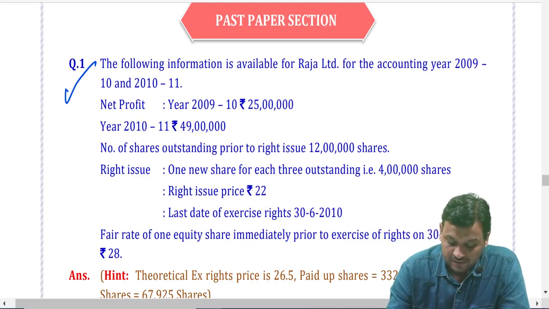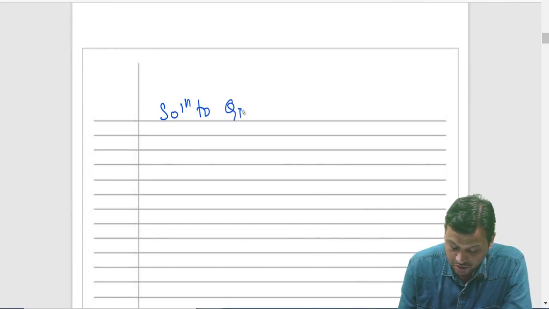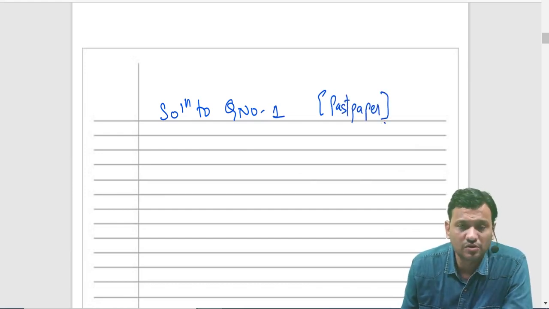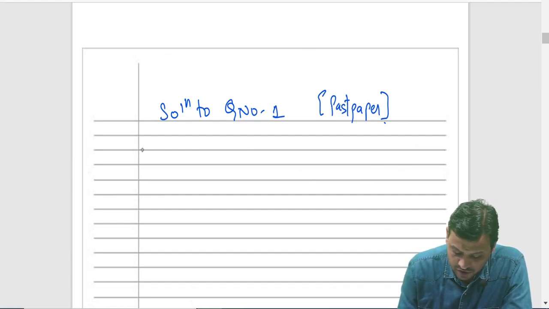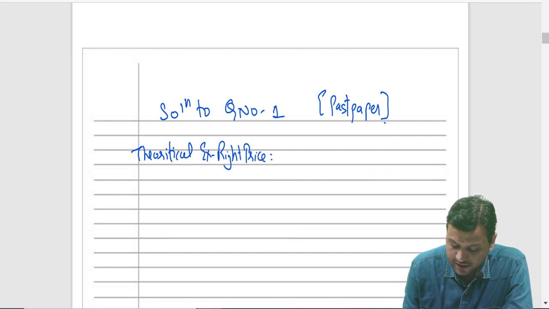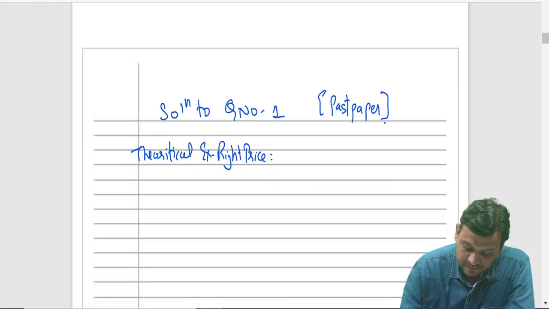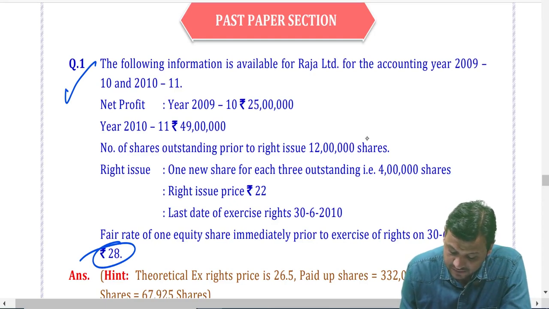So first off, friends, solution to question number 1, past paper. Let's first find out the rights factor and bonus and all those things and then do the workings. First of all, what is the theoretical ex-right price? Can I say my theoretical ex-right price is nothing but fair value prior to right, which is 28, into existing shares. What are my existing shares? 12 lakh.